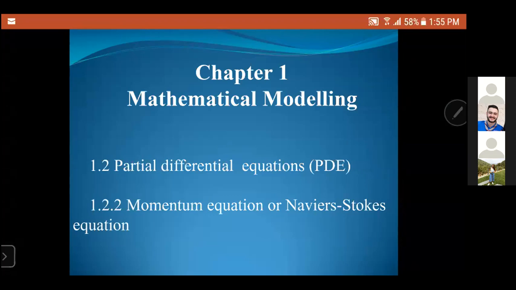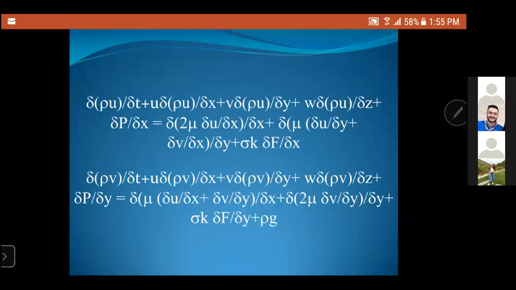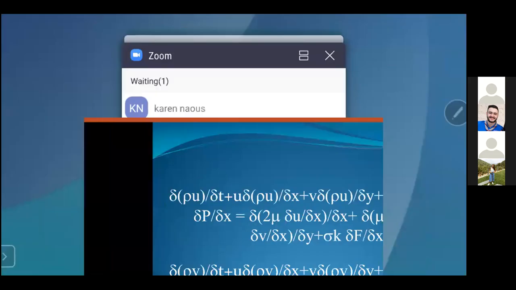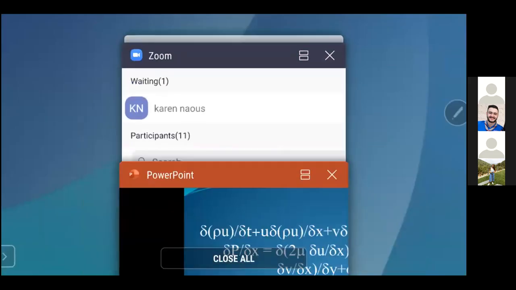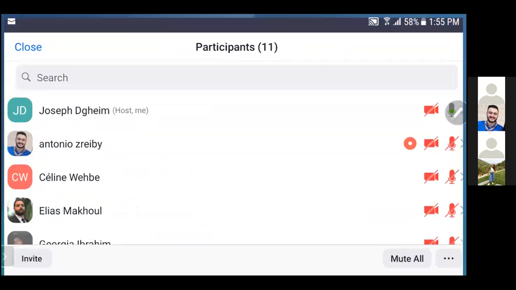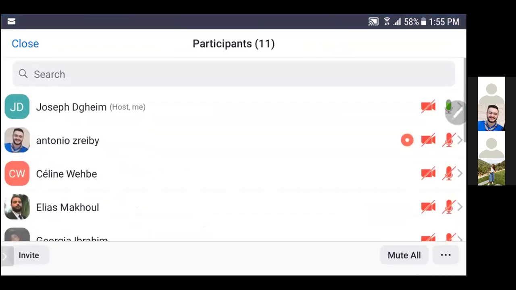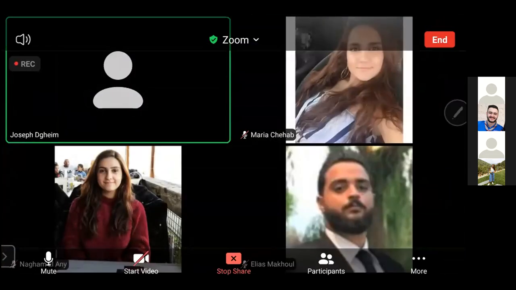Now we need to talk about the momentum equation, or the Navier-Stokes equation. Can you read this equation carefully? I give you 5 minutes to read this equation.